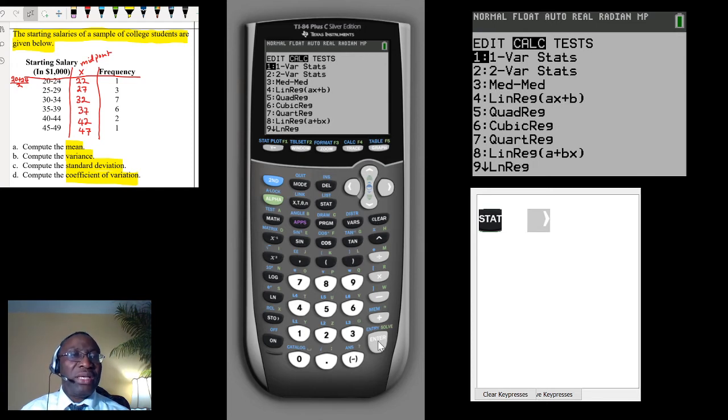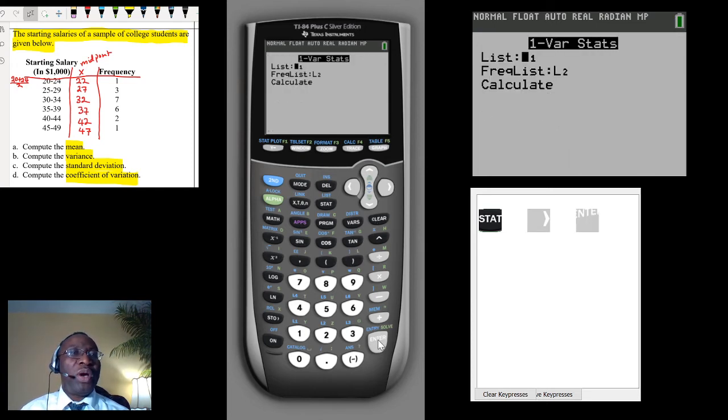So press enter again. So you have the 1-Var Stats. For most cases, you may already have L1 there under the list. If you don't have it, suppose it is clear and it's not there, what would you do? You're going to press 2nd and then press 1. So to get L1, you press 2nd and 1.